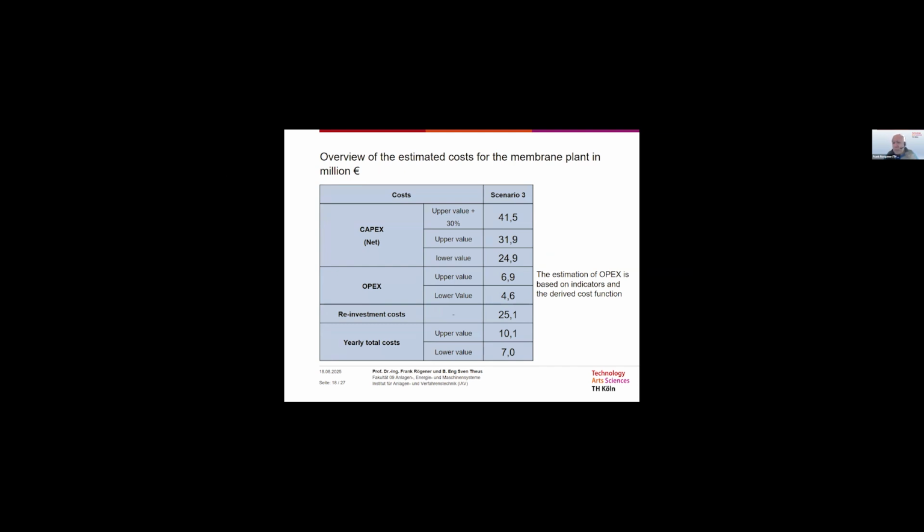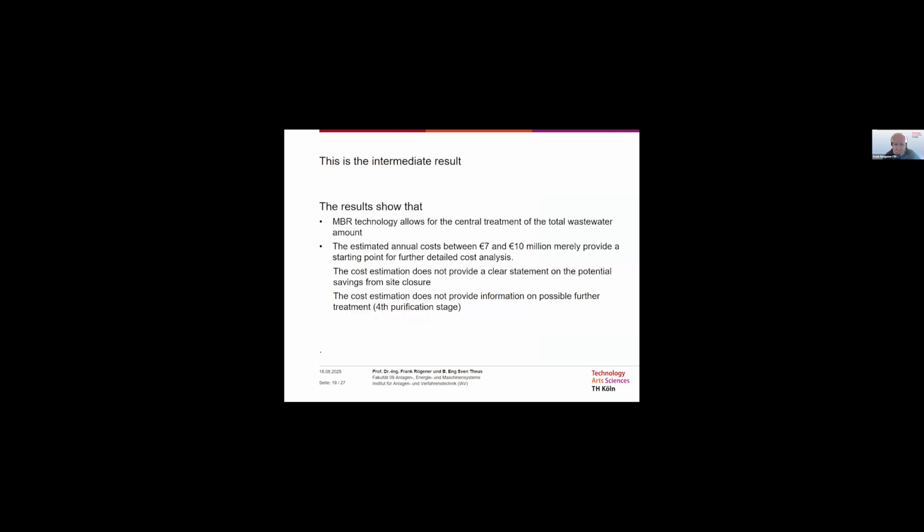And this has to be weighed against the costs of closing down the other existing plants, and certainly also the new implementation of the pipelines for the wastewater that is still collected in the different parts of the town and will be transported to the then only one wastewater treatment plant. So this is a short summary.